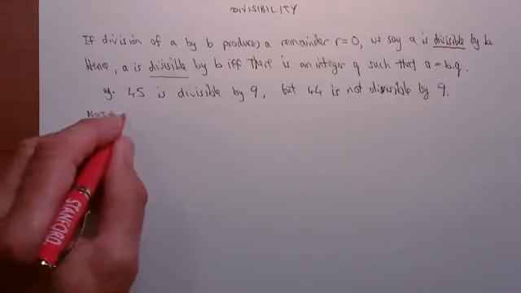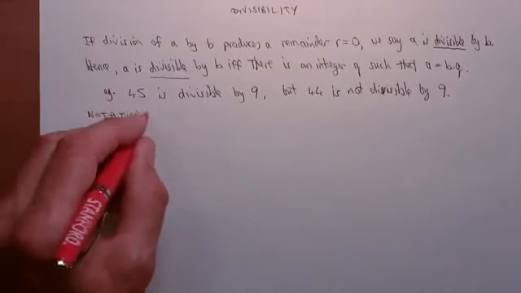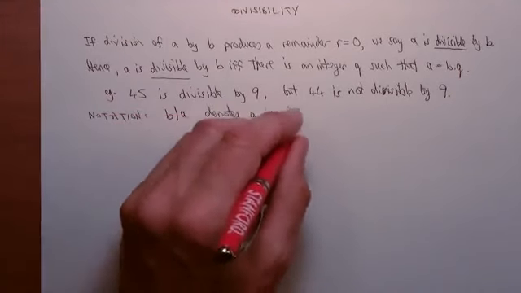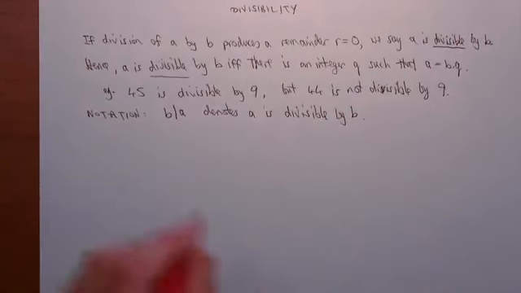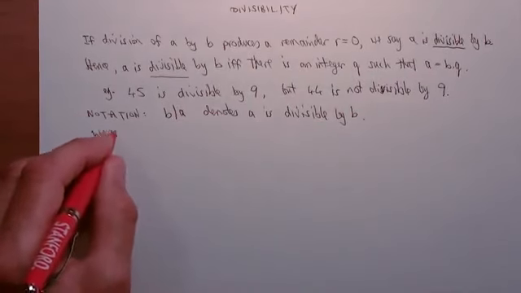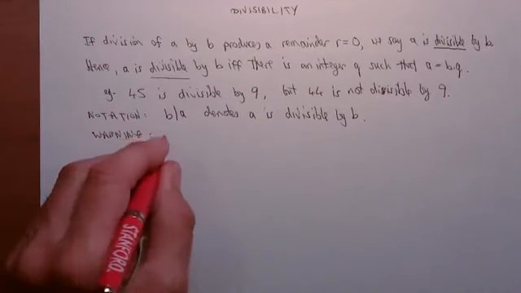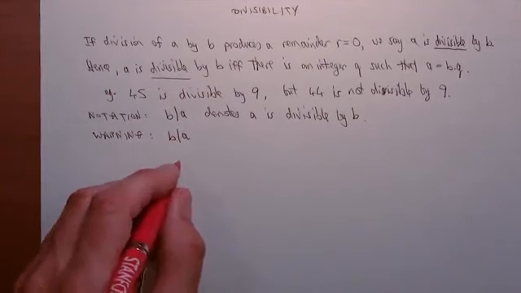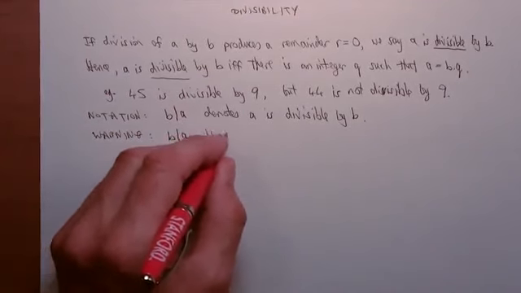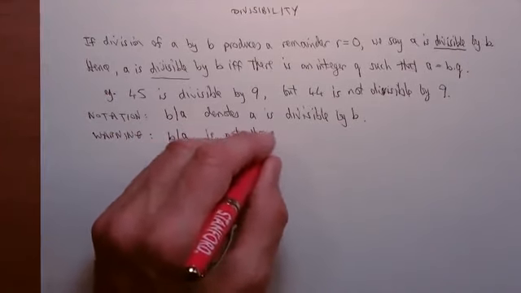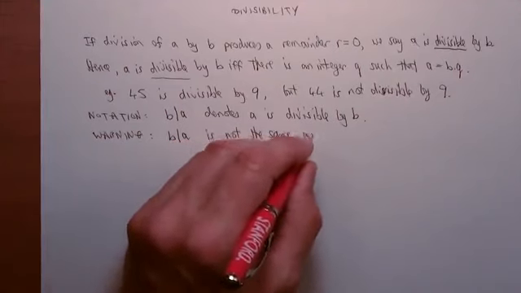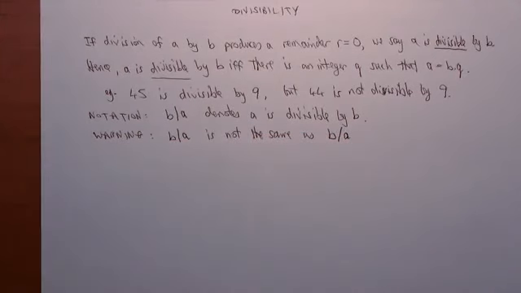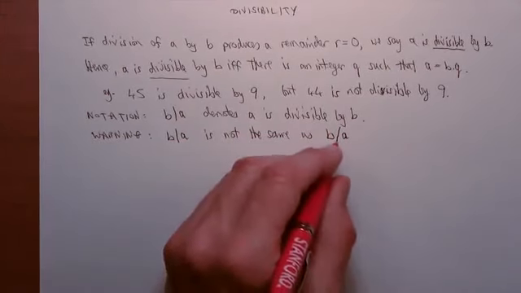The notation that we use for divisibility is this. B, vertical line, A, denotes A is divisible by B. And let me give you a warning at this point. B divides into A, or A is divisible by B, is not the same as B divided by A, with a slanted line.